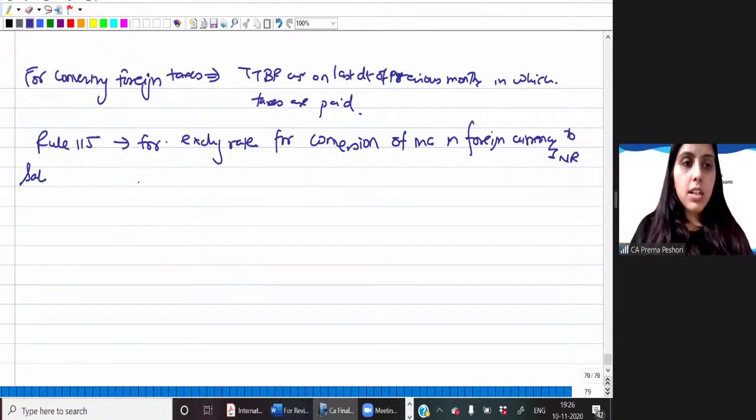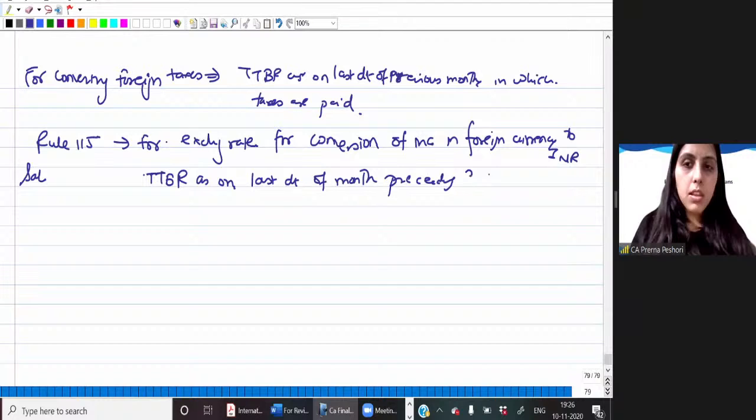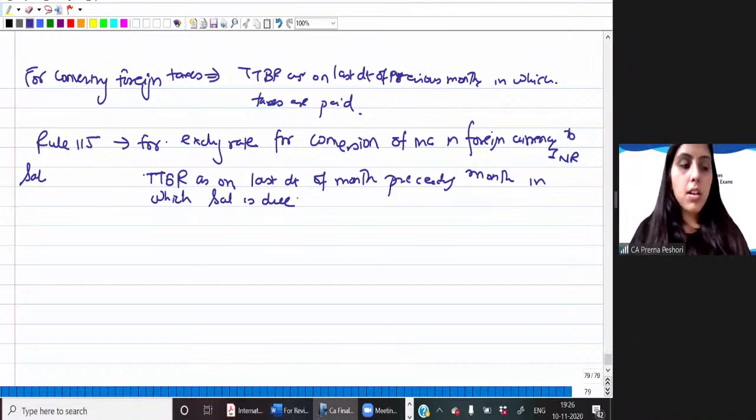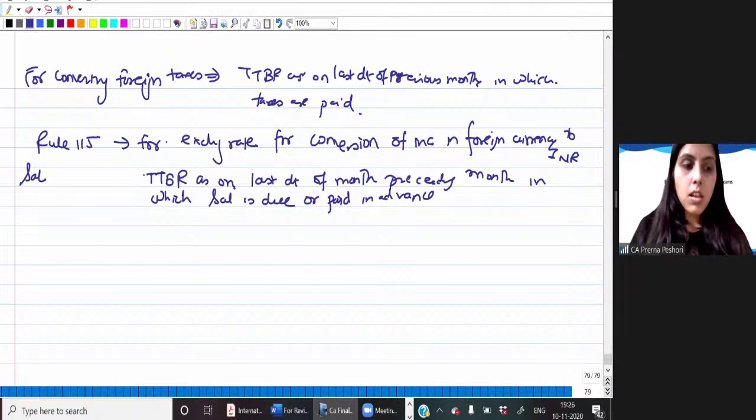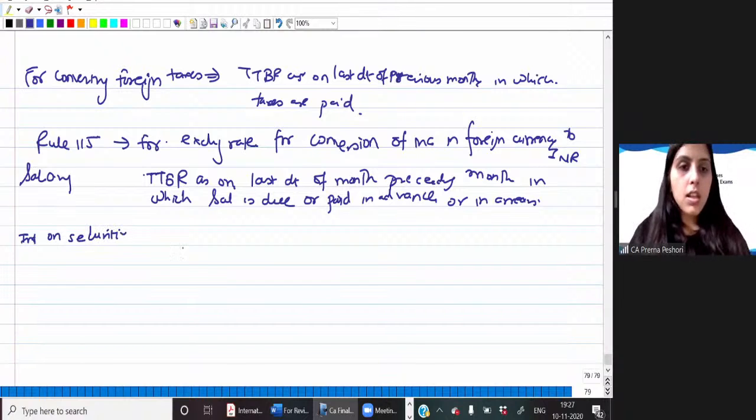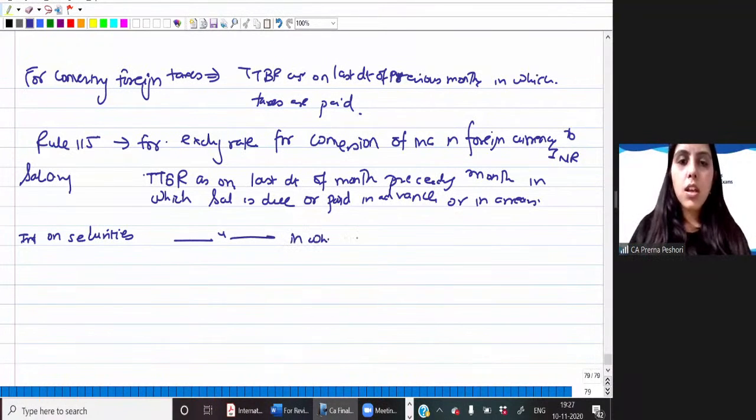For salary, you have to take TTBR as on the last date of the month preceding the month in which salary is due or paid, in advance or in arrears. For salary. For interest on securities, same: TTBR as on the last day of the month preceding the month in which interest is due.